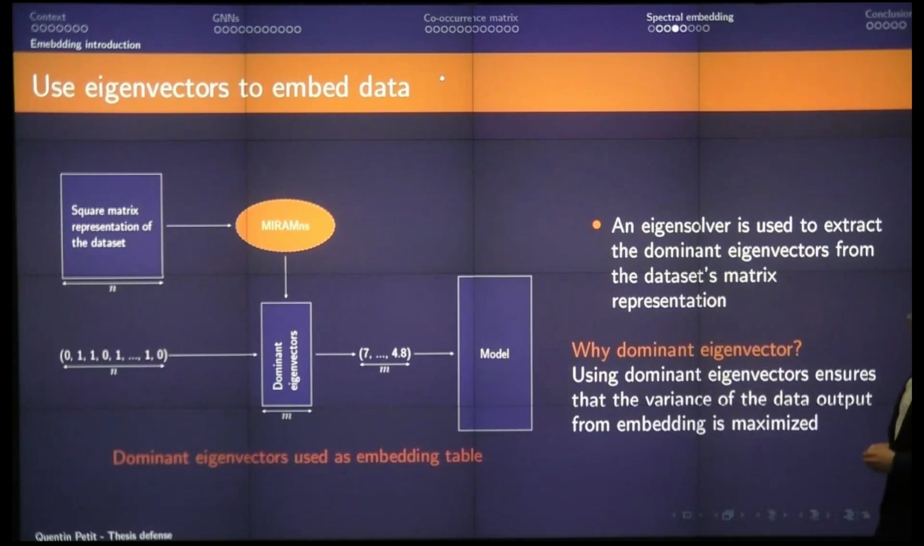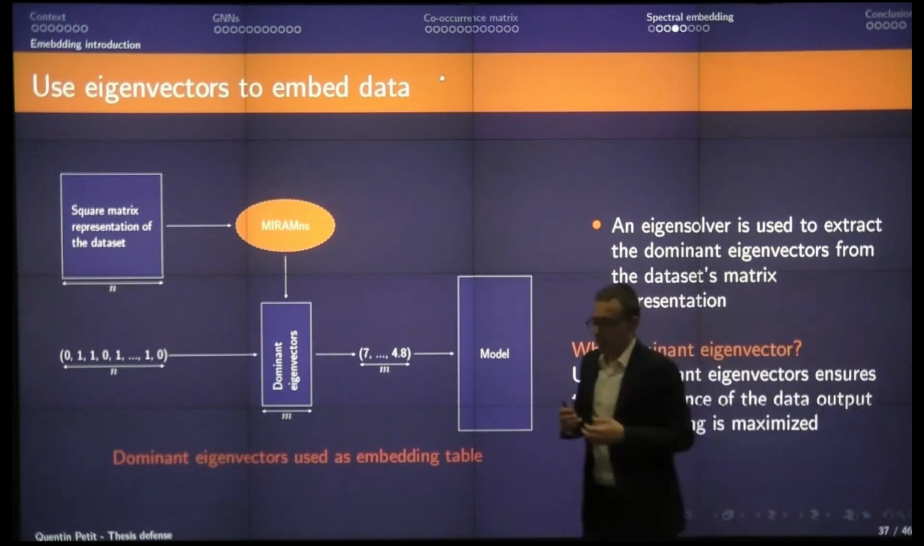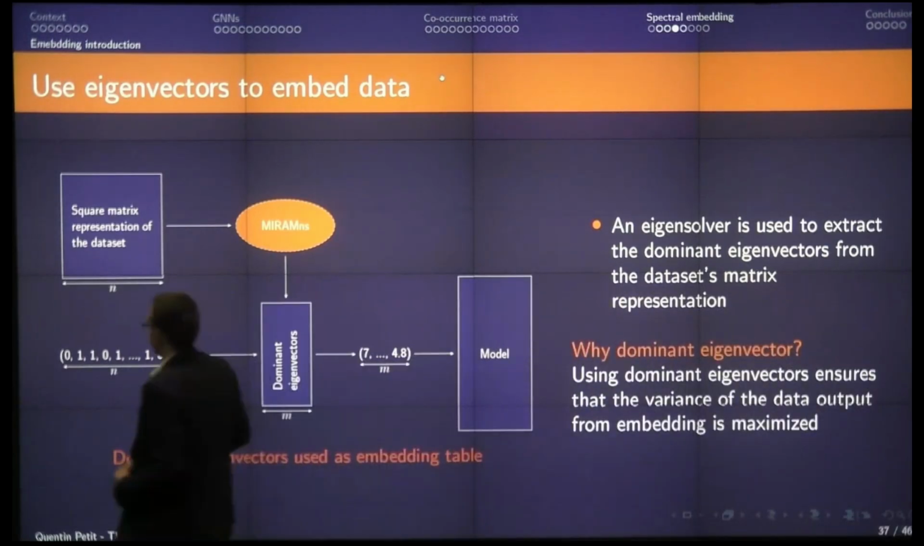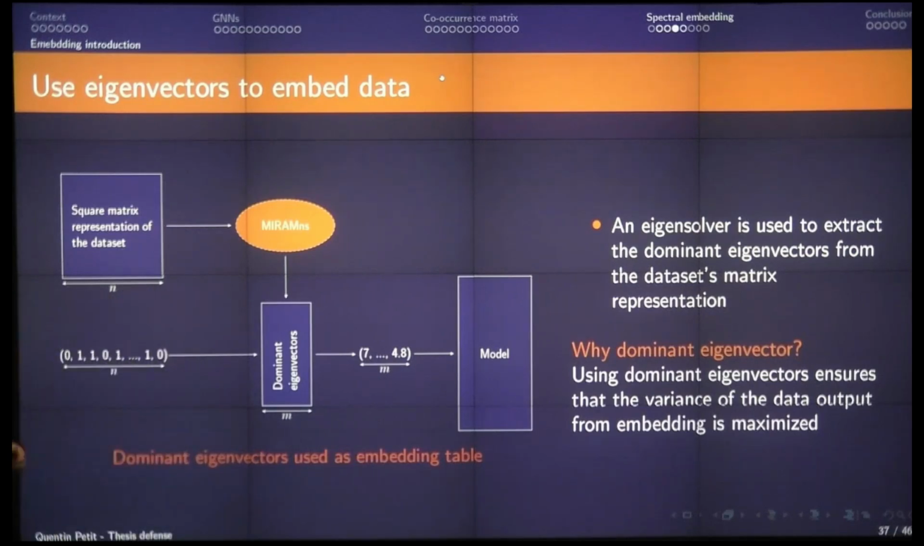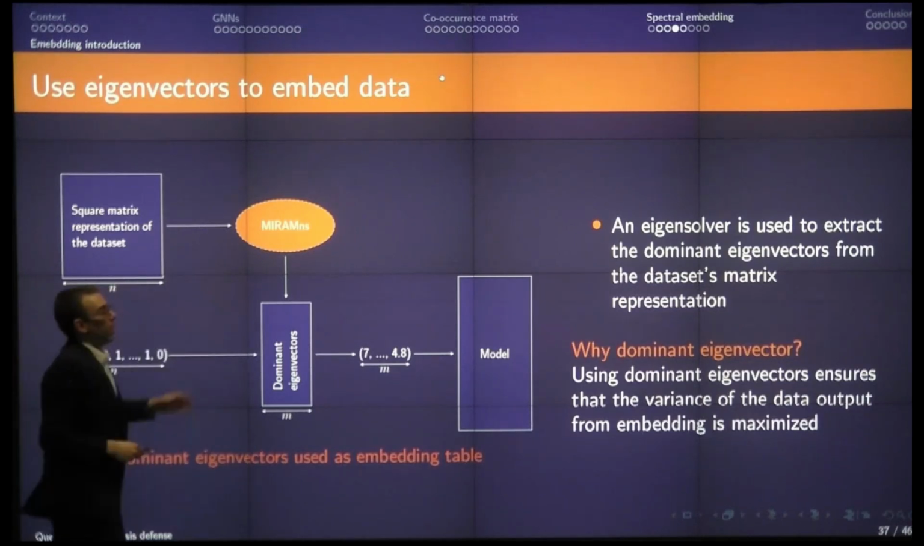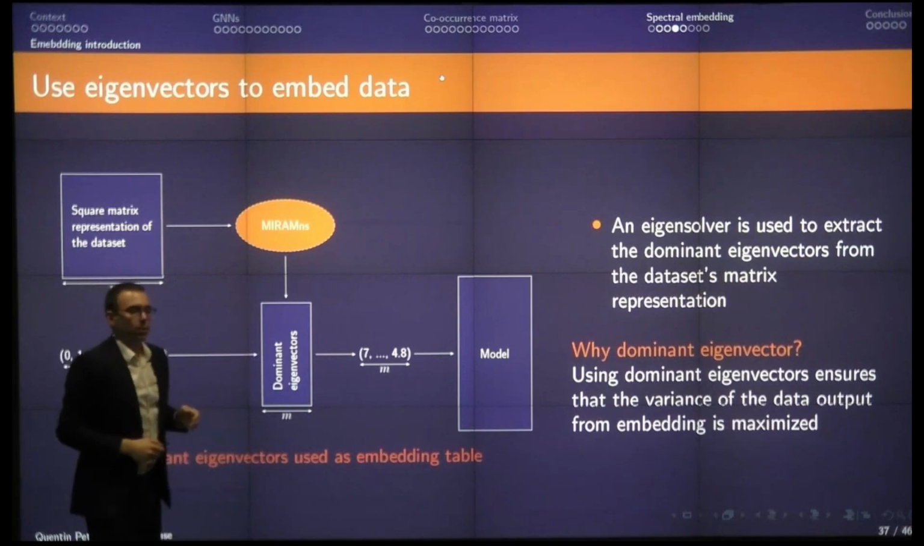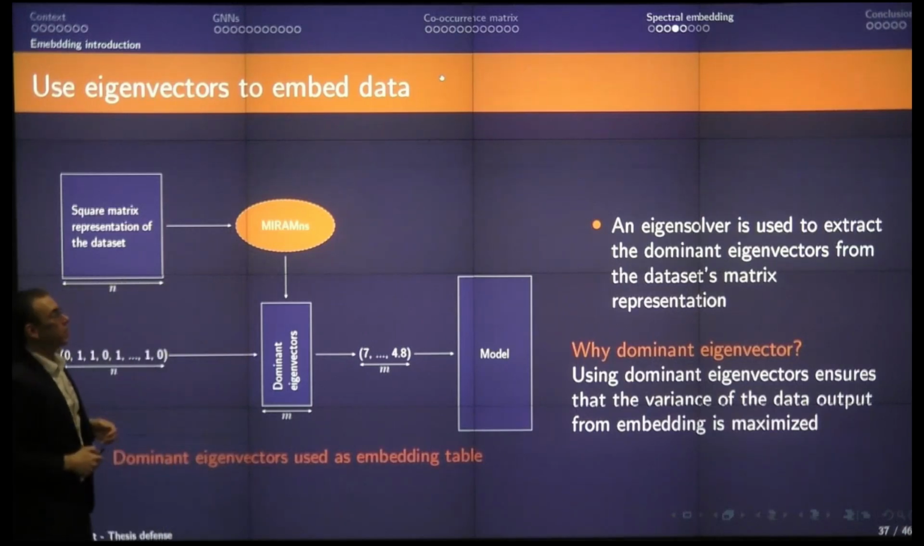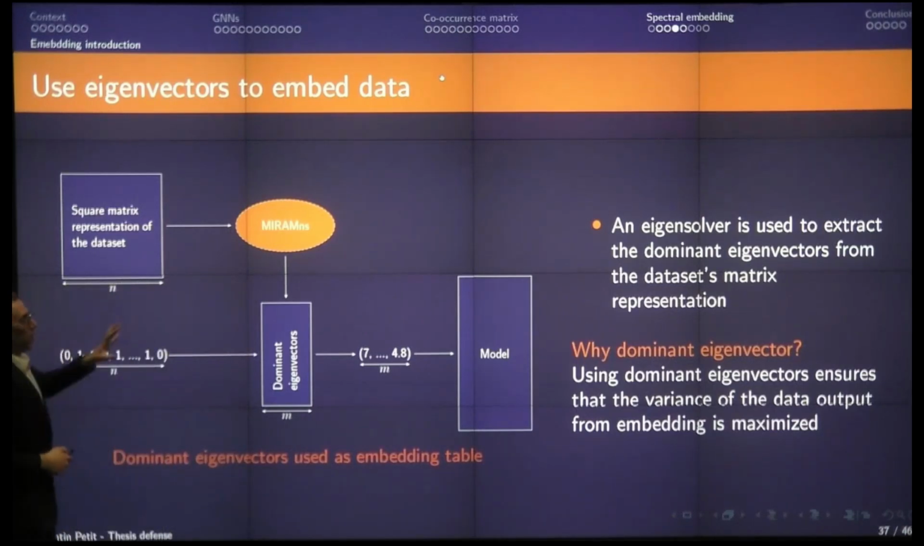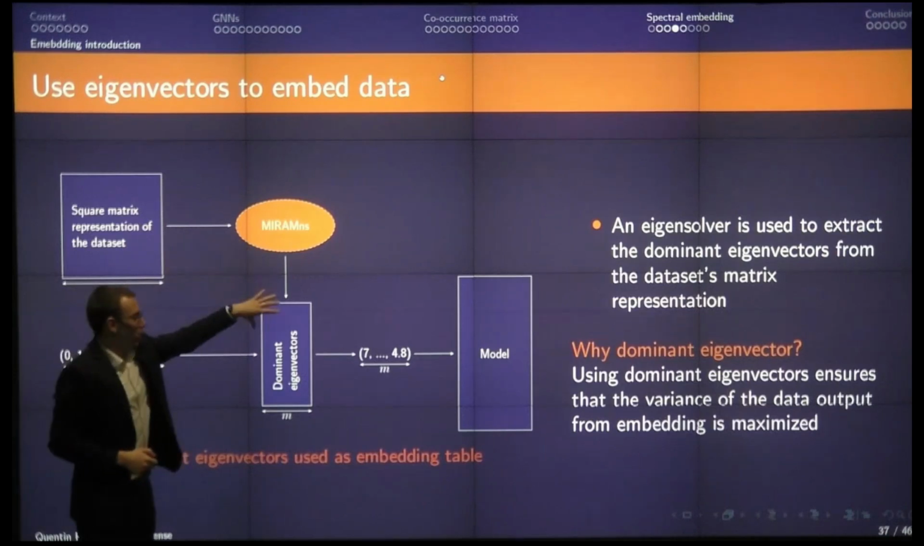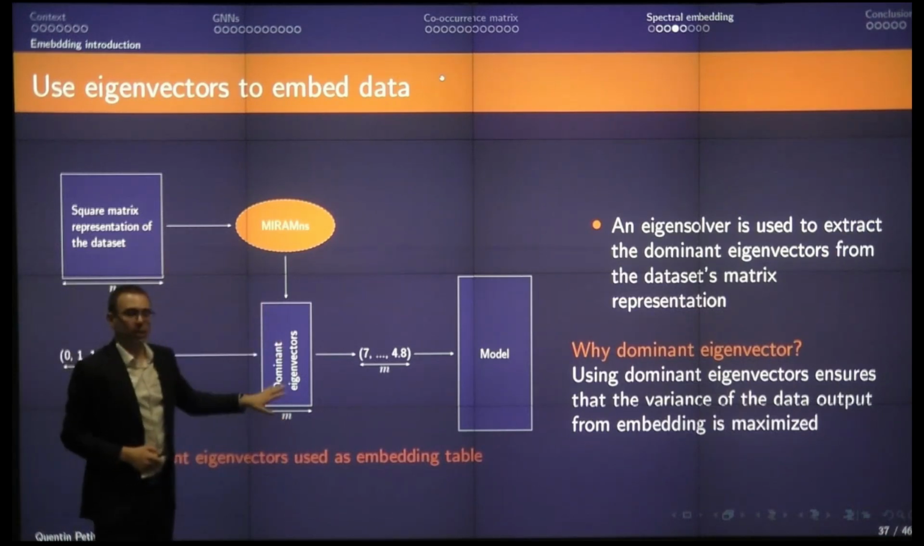Of course, we cannot extract the dominant eigenvector on a rectangular dataset. This is why we need to find a sparse, square matrix representation of the dataset, for example the Cochrane matrix here. And we apply an eigensolver. I put Miramenes here, and we will discuss why I chose this eigensolver in the next slide. This eigensolver will help us to extract the M dominant eigenvectors.